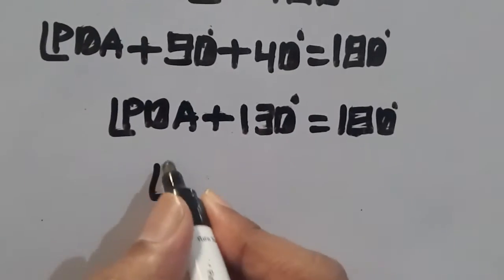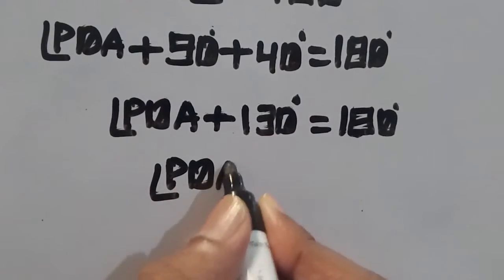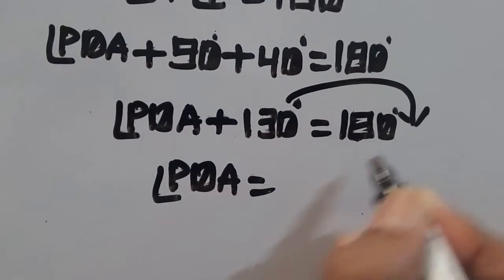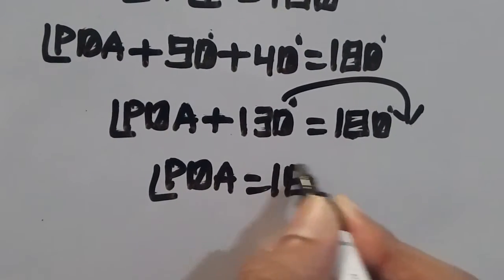Now angle POA is equal to this 130 taken to the right side. What happened? Plus becomes minus.